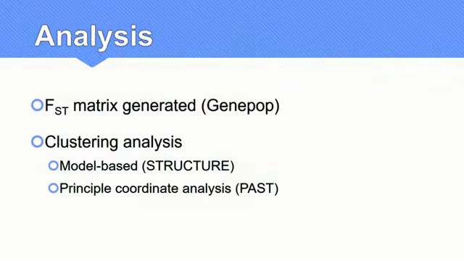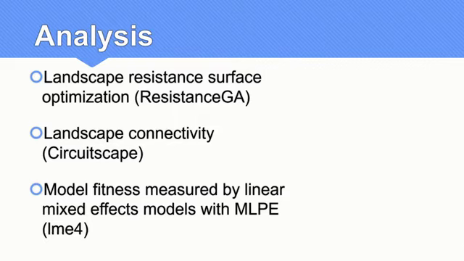FSTs were used to measure genetic distance between populations, and we used two different methods for population clustering. We used a model-based approach, STRUCTURE, and an exploratory data analysis, a PCoA, or principal coordinate analysis. Landscape resistance surfaces were optimized using the ResistanceGA package in R. This method unbiasedly assigns landscape resistance values to categorical or continuous landscape variables.